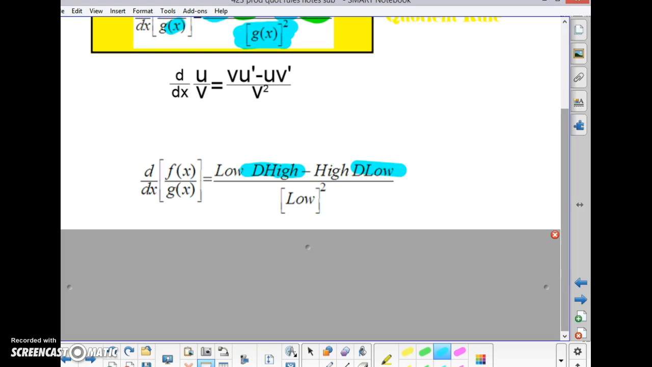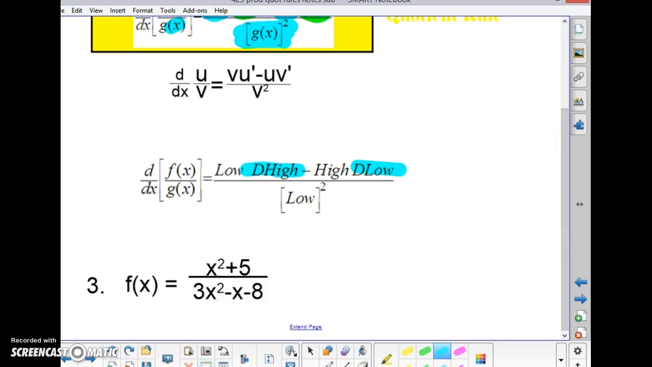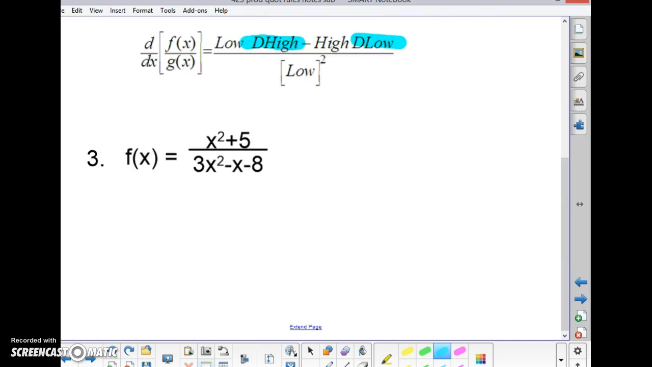Let's go through an example. And what you might want to actually do is see if you can get the answer to this before looking at my answer. So go ahead and pause this and try to find the derivative yourself.